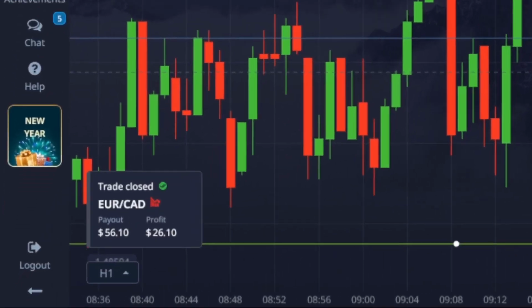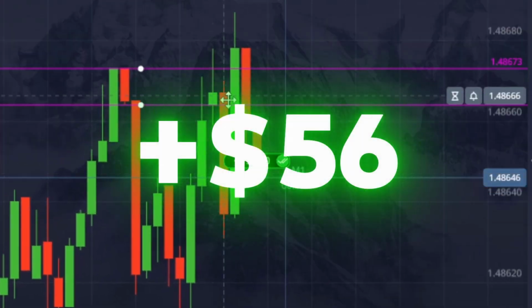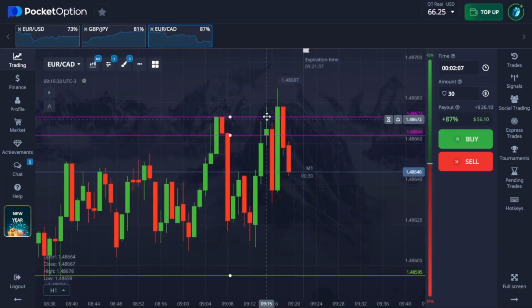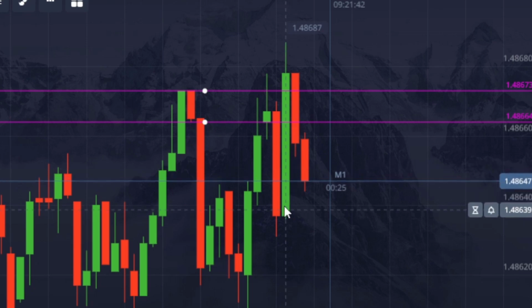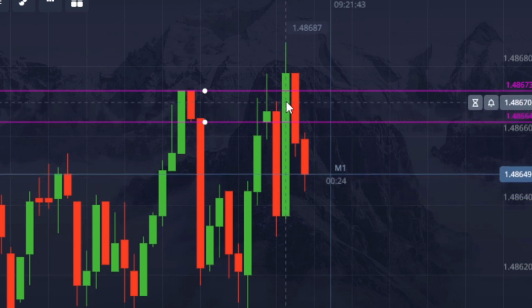Position 1 in TD, guys. This is our second successful trade, $56. I didn't expect this candle to act this way, but it clearly gave us a pullback. I could have entered at a much higher point.